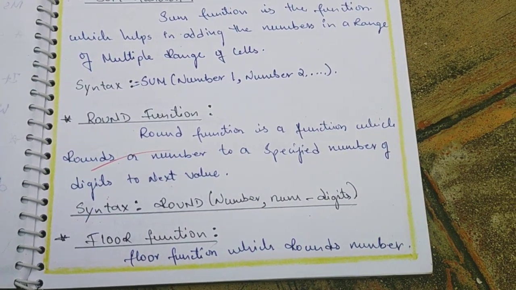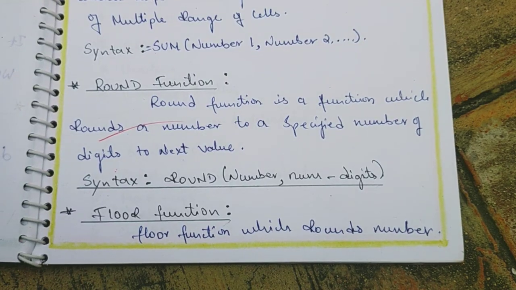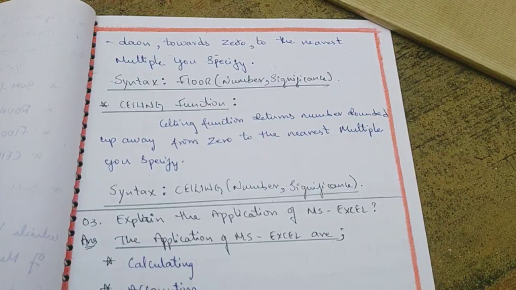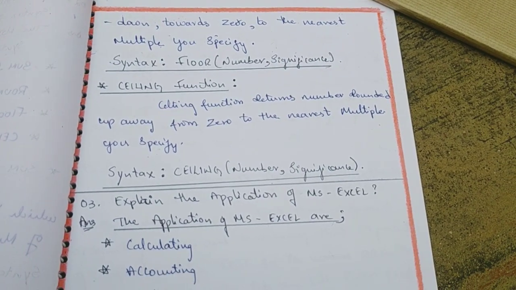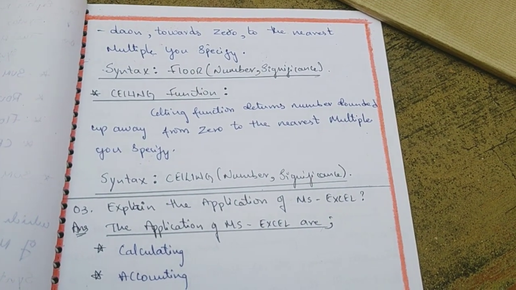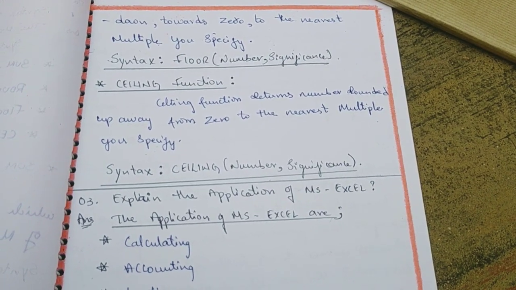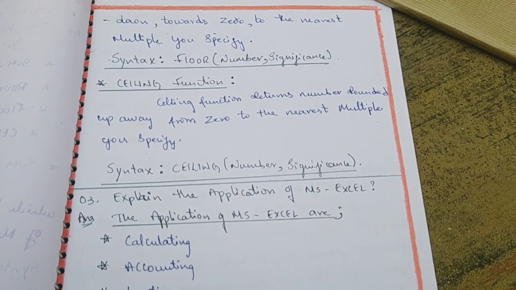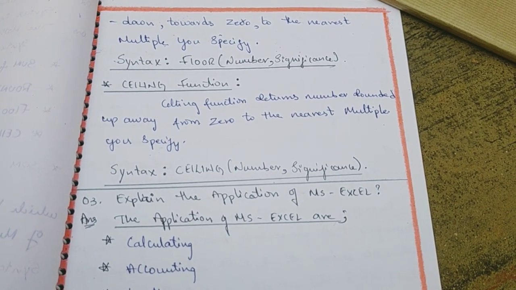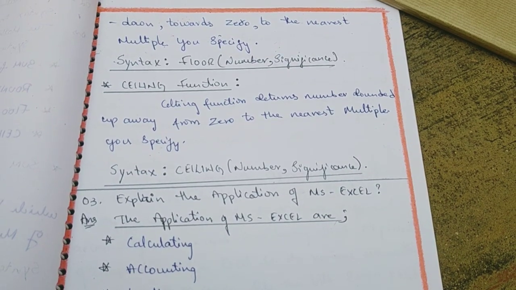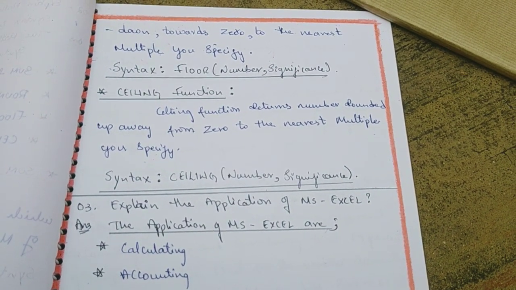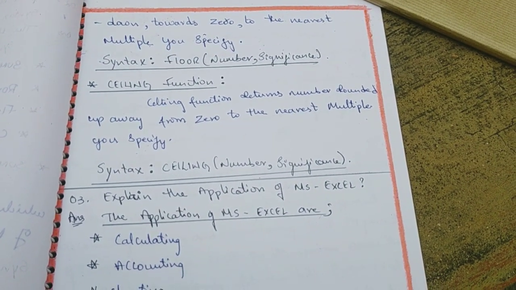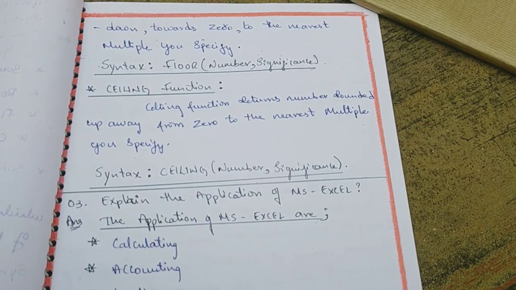Next, FLOOR function. FLOOR function rounds the number down towards 0, to the nearest multiple you specify. Actually, if the number is recurring like 52.0000, you can specify how many numbers you need after the particular value. So this FLOOR function helps in specifying the value towards 0 to the nearest multiple you specify. So the syntax is equals FLOOR, number and significance.